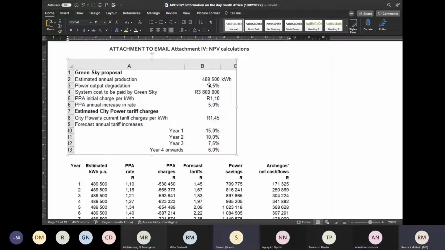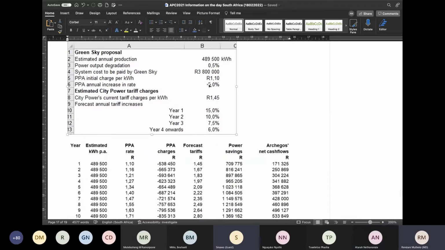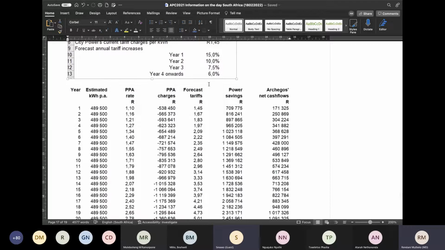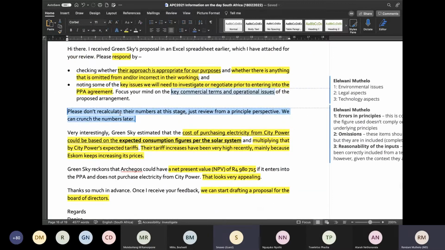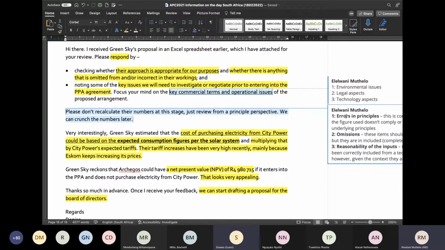So it means that in Green Sky's proposal, you need to see the power that they are promising you going down each and every year. Do you agree? Yes. And do you see mistake number one that they've made? Green Sky, when you look at the power they are promising you, what is happening to it? It's constant. Is that not an error in principle? So that is review comment number one.